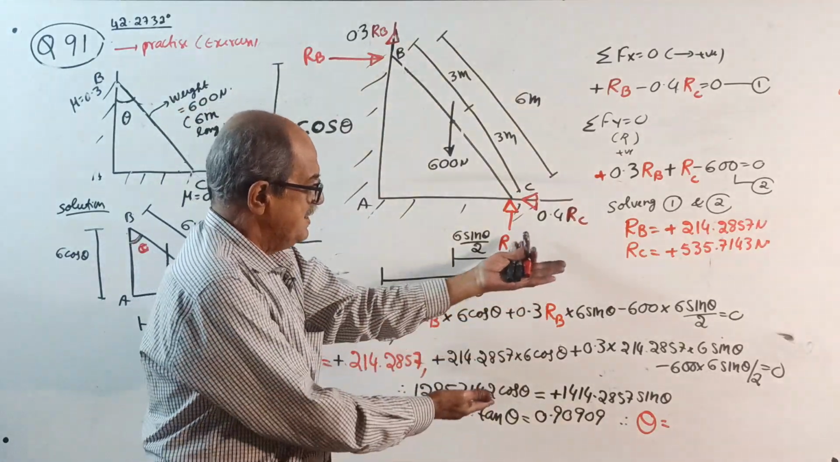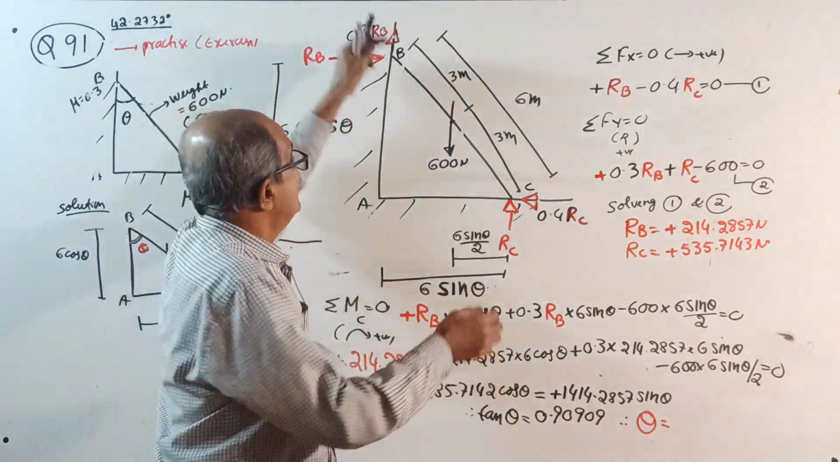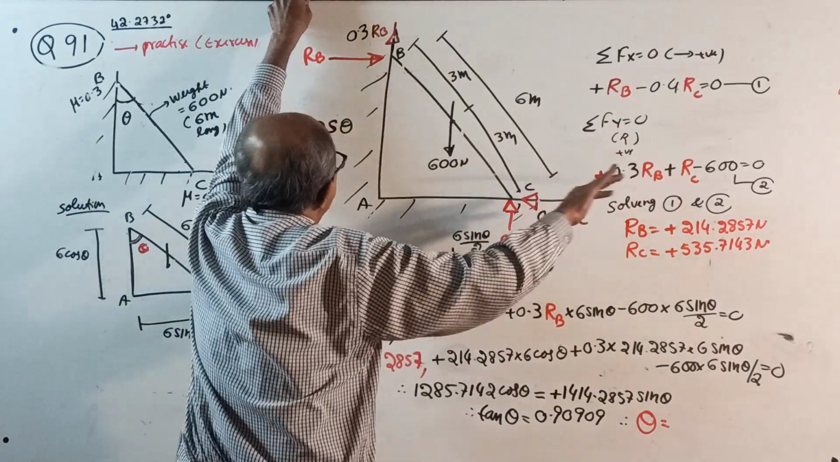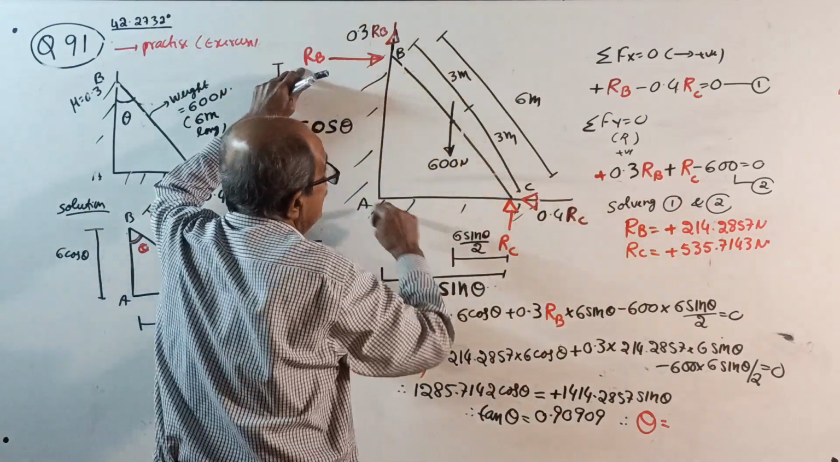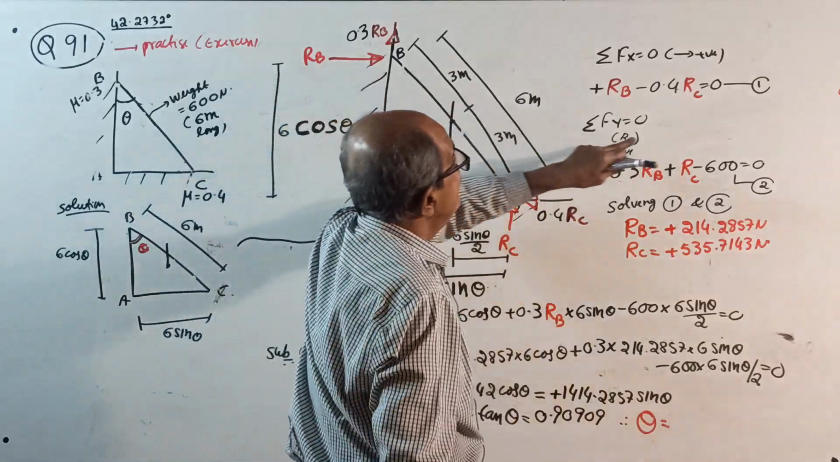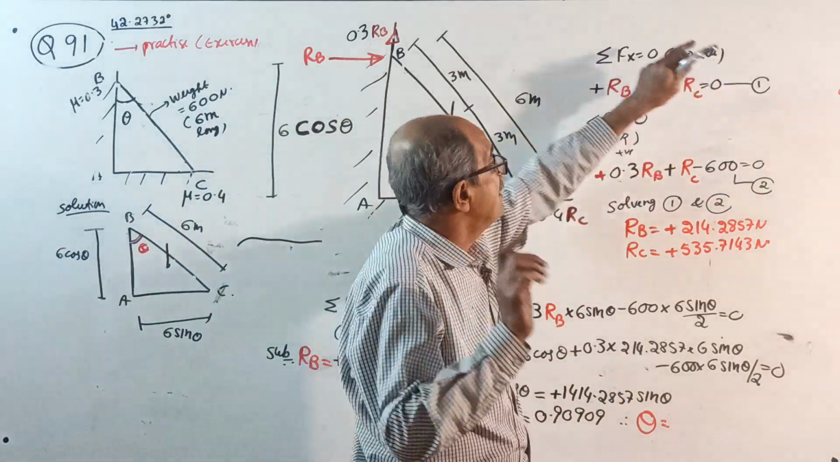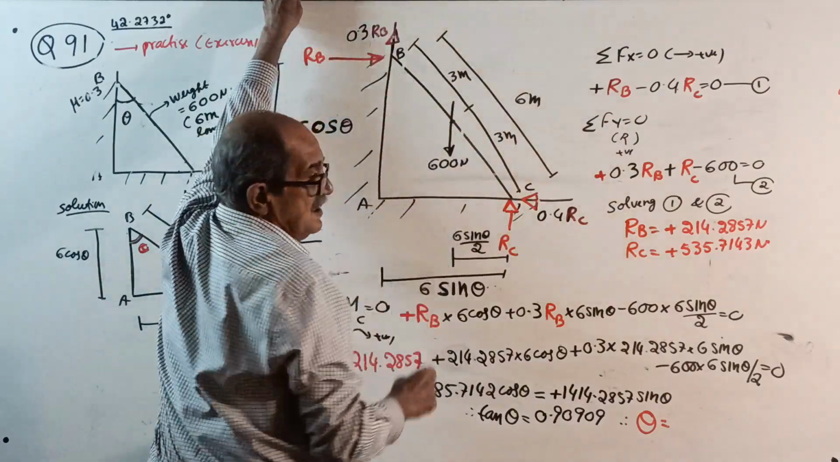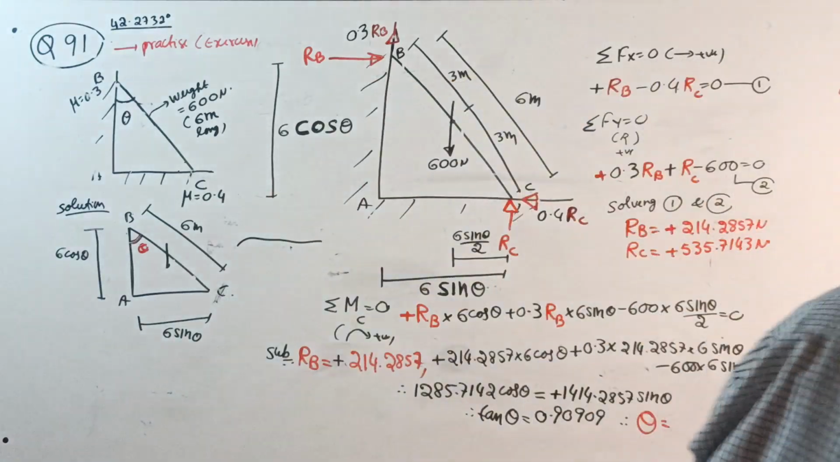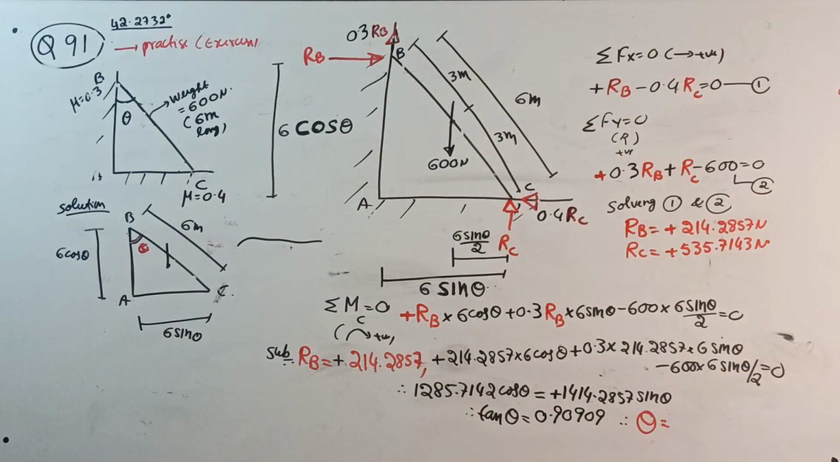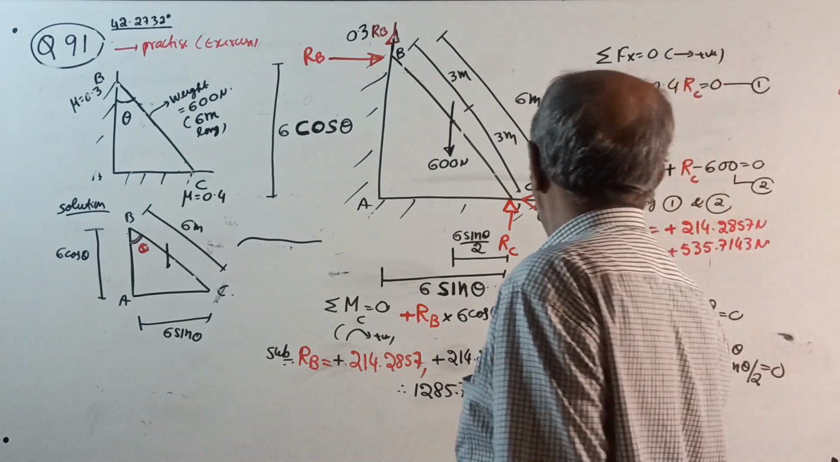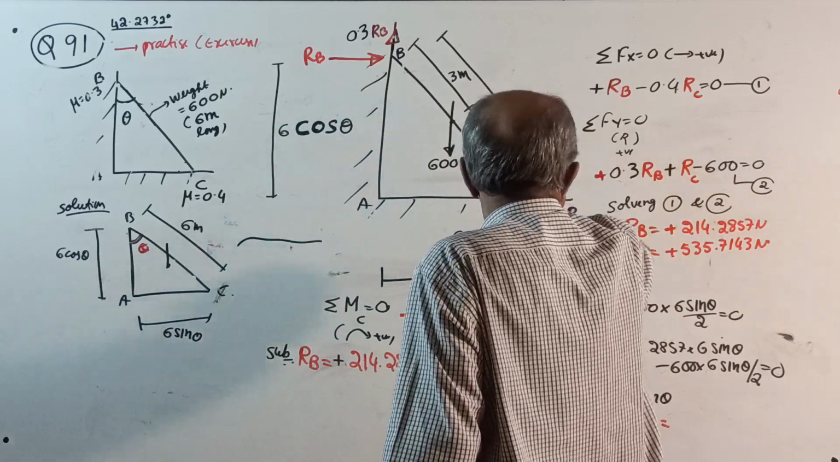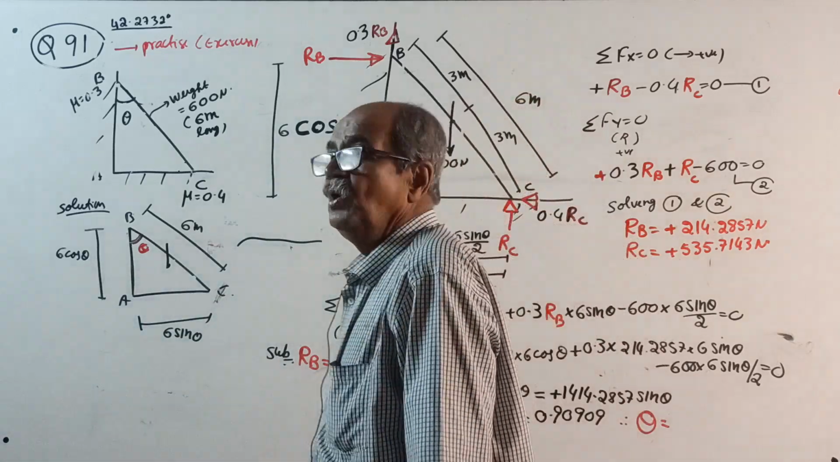First of all, what is on the board is sufficient. Sigma Fx = 0, right side positive: RB minus 0.4 RC equal to 0, equation number 1. Sigma Fy = 0: 0.3 RB, is it visible? I wrote it too far up, I think it's visible. Oh yes, visible, no problem. Plus 0.3 RB plus RC minus 600 equal to 0, equation 2.